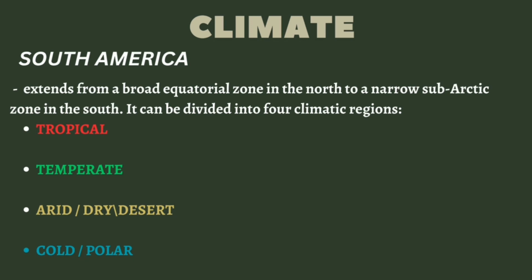In the temperate zone, the continent's temperate climates are located south of the Tropic of Capricorn and in the mid-level elevations of the Andes Mountains. Temperate climates have a greater temperature range and lower winter temperatures than tropical climates.